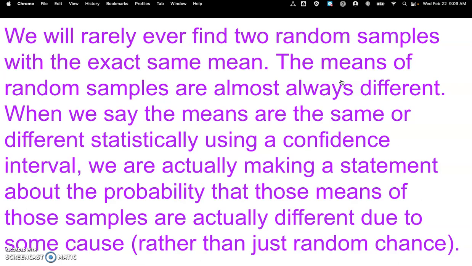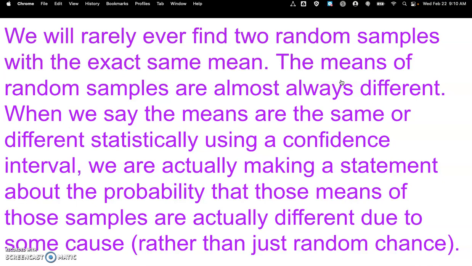When we say the means are the same or different statistically using a confidence interval, we are actually making a statement about the probability that the means of those samples are actually different due to some cause, rather than just random chance. So we're asking the question: are the means different because of how the experimenter ran the experiment? Are they different because those samples are actually, in fact, different?